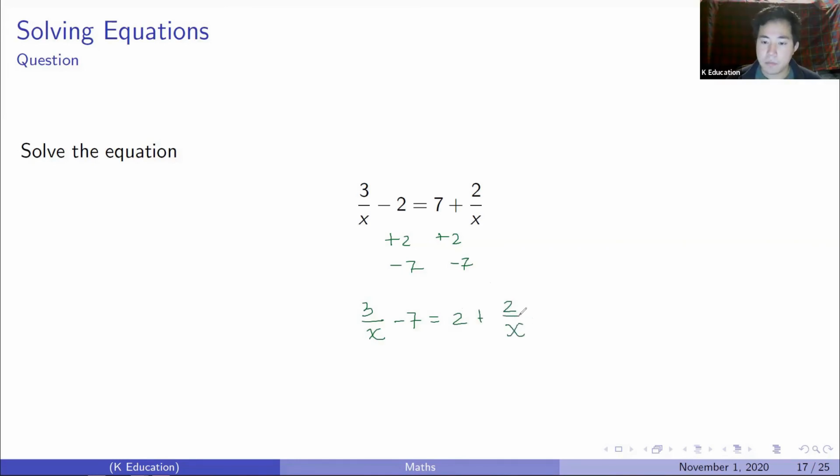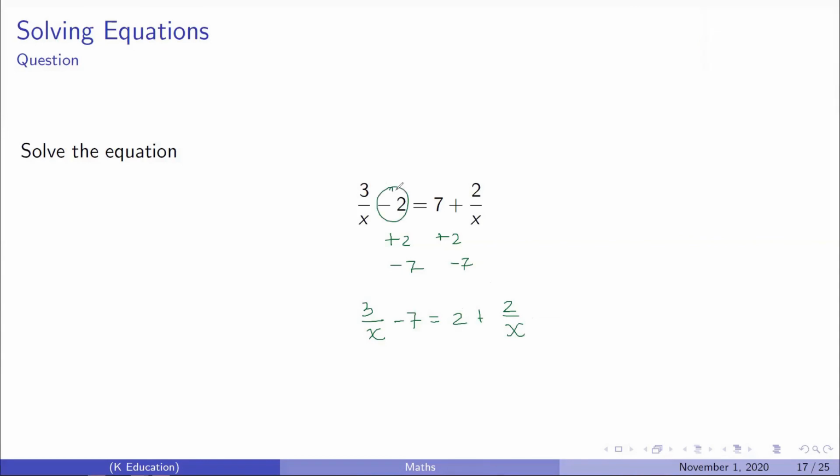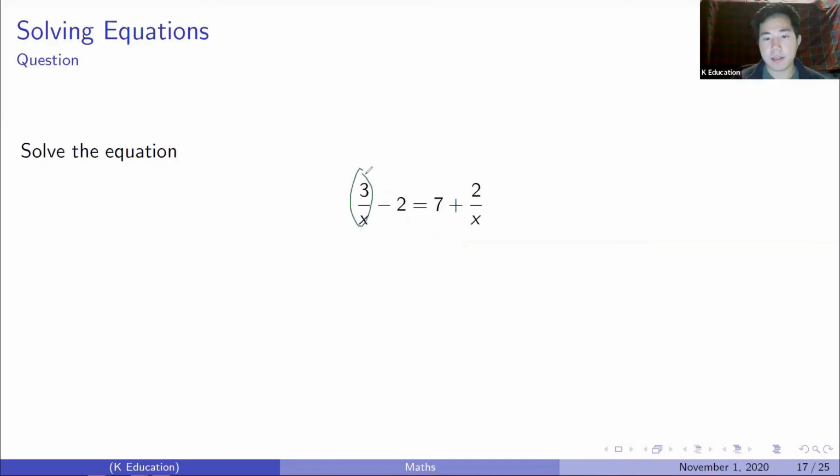And then you would move the 2 to the other side. You want to move it again because you already started with the 2 on the other side. Let me just tell you that you want all the unknowns, in this case x, on one side and everything else on the other side. So you want to either move the 3 over x to one side to get it together with the 2 over x, or you want to move the 2 over x to the 3 over x. So which one do you want to do?